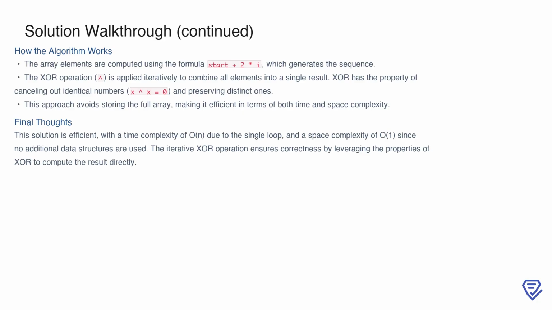The XOR operation is then applied iteratively, leveraging the property that identical numbers cancel each other out, x ^ x equals 0, and combining distinct numbers preserves their uniqueness. This ensures that the final result is computed correctly without additional data structures. With a time complexity of O(n), due to the single loop iterating over the range, and a space complexity of O(1), this solution is both efficient and elegant. By focusing on the iterative XOR operation and avoiding unnecessary computations, we achieve an optimal solution to the problem.